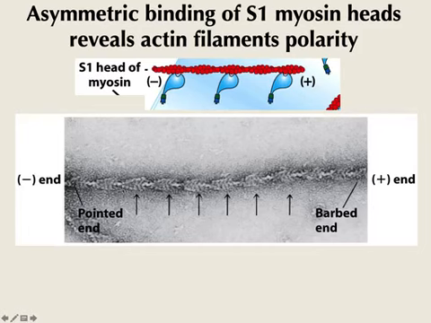So initially, people recognized these sort of arrowheads, right, like this. And that's why the two ends of the actin filaments have been referred to as the barbed end, yeah, so that's this side of the arrow, versus the pointed end. They also correspond to what's sometimes called the plus ends and the minus ends.